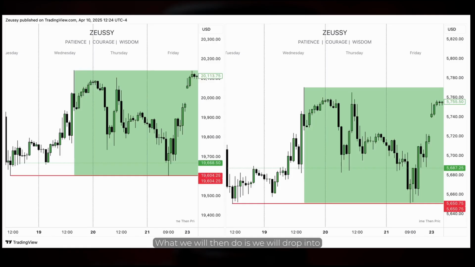That SMT signals to us that we're likely going to see the market begin to reverse. What we will then do is we will drop into the lower time frames and confirm to us that we're in fact drawing towards the buy side of the curve next, because this is a market maker buy model where I can see the sell side of the curve followed by the buy side of the curve.